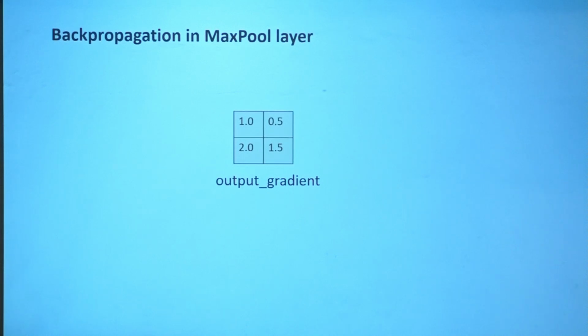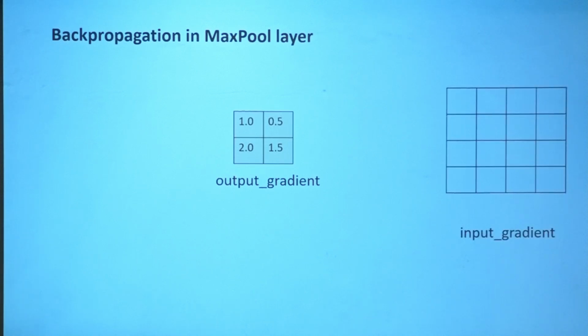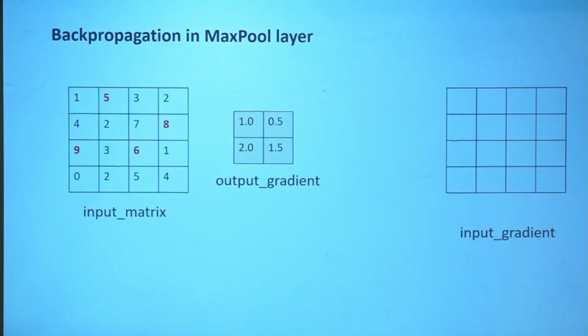Upon receiving the output gradient from the next layer, let us suppose we are receiving a 2 by 2 output gradient with these gradient values. What happens in the back propagation of the max pooling layer is that we are supposed to compute the input gradient, which is of the same shape as the input matrix. From the index positions where it got these maximum values from the input matrix, the same index positions which we already recorded in the previous slide, these gradients will be taken back.